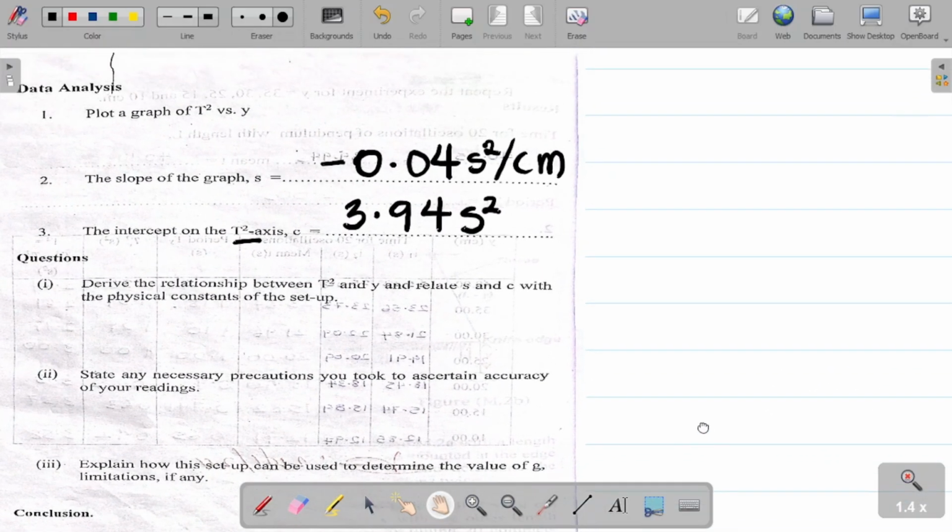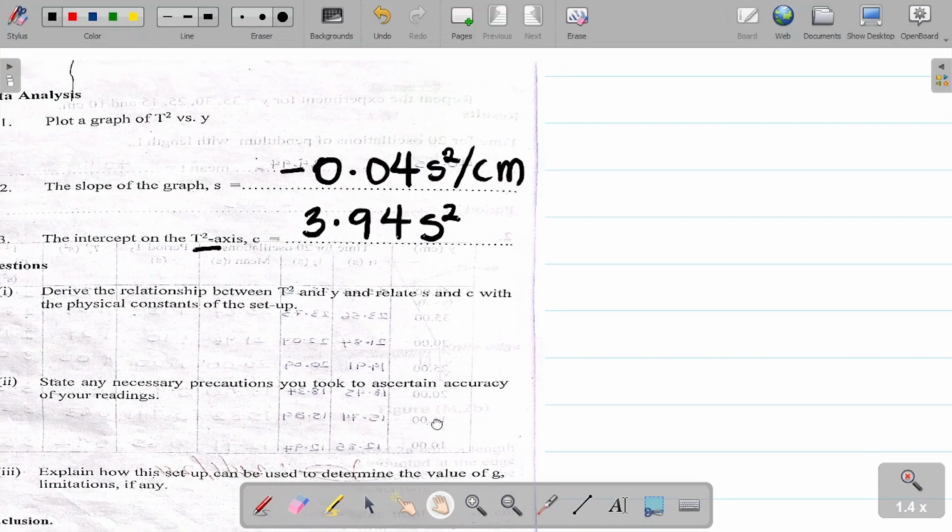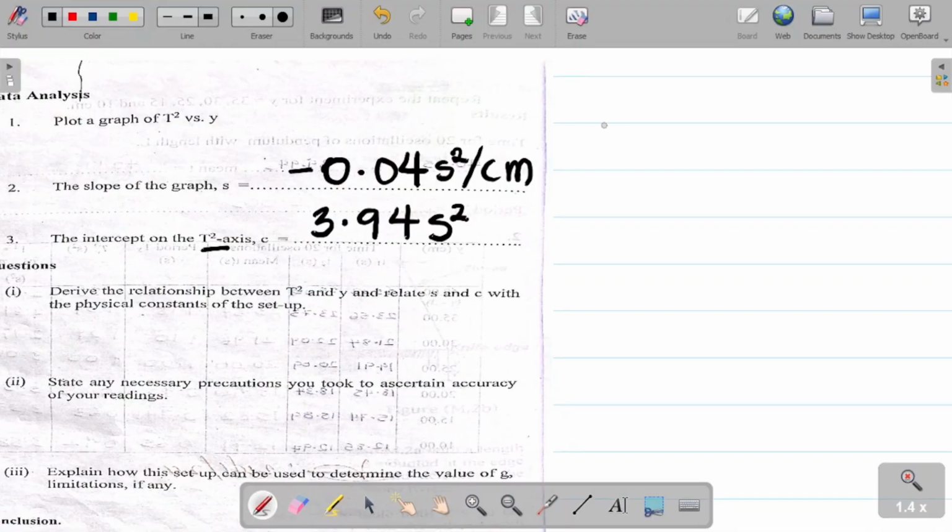All right. So we were asked to find the relationship between t squared and y using s and c. Now, if you recall the equation of a straight line, let's say I have something like this, where this is y, this is x. Okay, let me make this bigger.